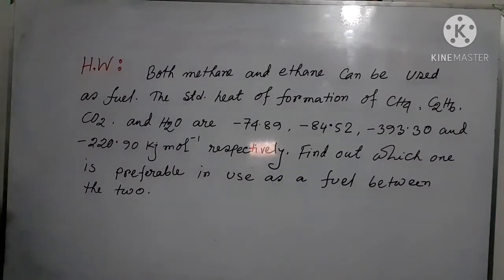Students, this is your SW. Both methane and ethane can be used as fuel. The standard heats of formation of methane, ethane, carbon dioxide and water are minus 74.89, minus 84.52, minus 393.30 and minus 220.90 kilojoule per mole respectively. Find out which one is preferable to use as a fuel between the two.